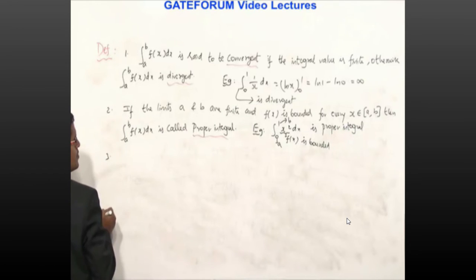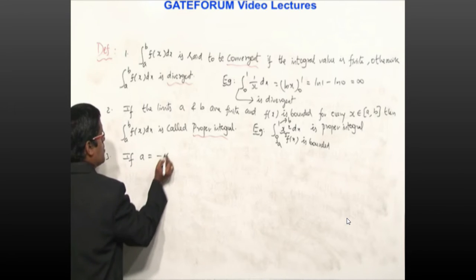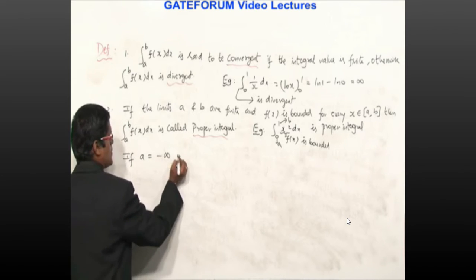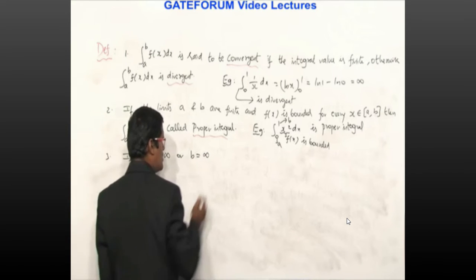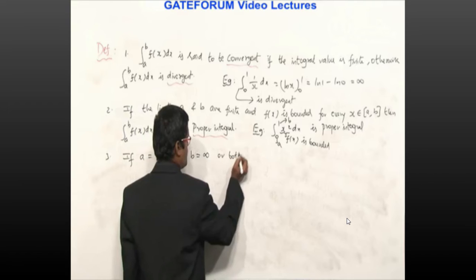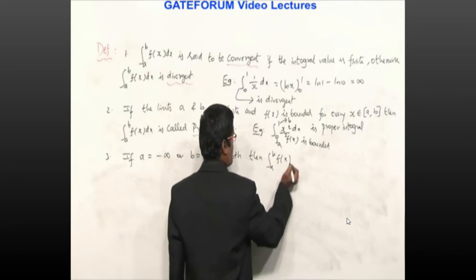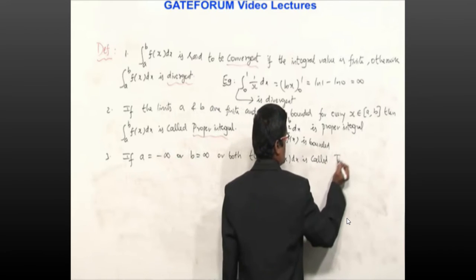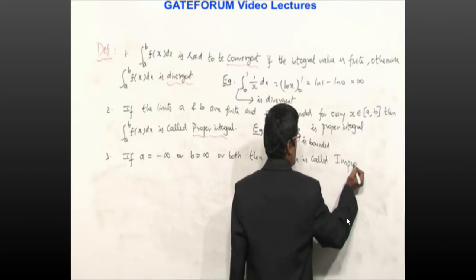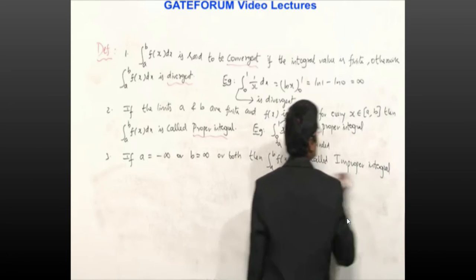Three. If the lower limit is equal to minus infinity or the upper limit b is equal to infinity or both, then integral a to b f of x dx is called an improper integral of the first kind.